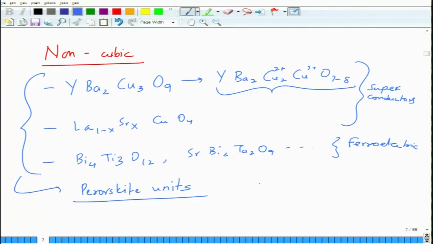There are a lot of manganites as well. For example, lanthanum strontium manganese oxide, LSMO. This is LaSrMnO3. This is again a magnetic oxide, it is a colossal magnetoresistive oxide. These are also perovskite structured compounds. So, these are some of the cubic and non-cubic structures.